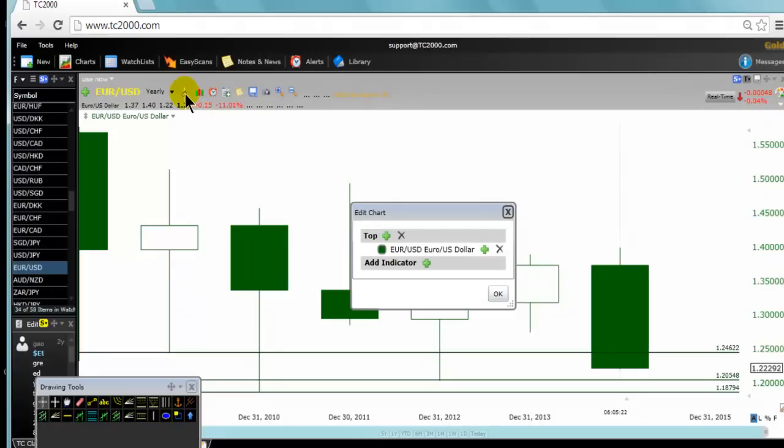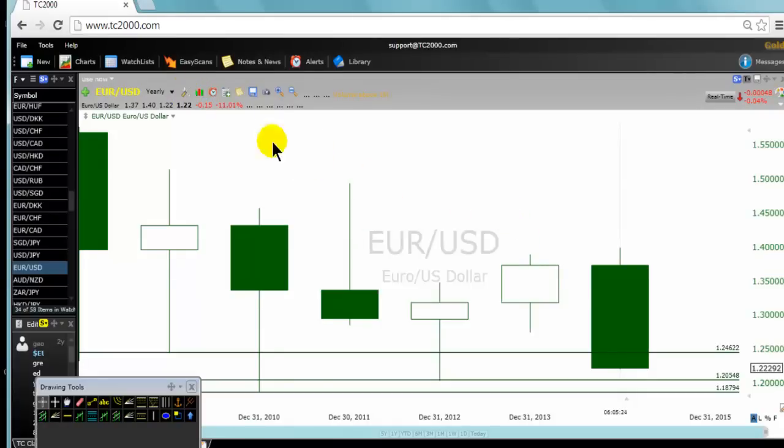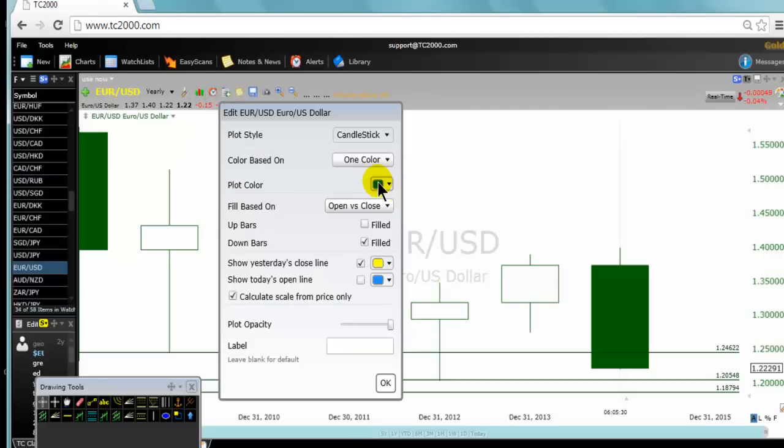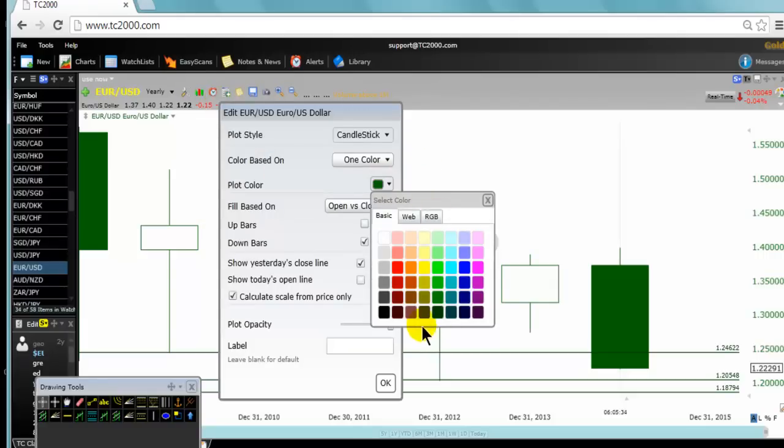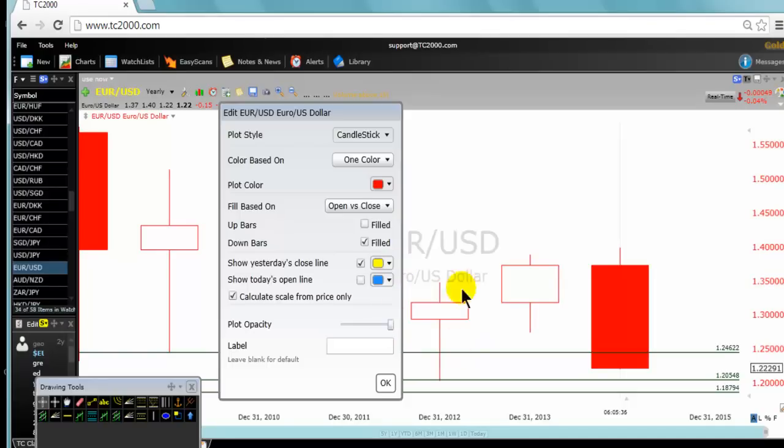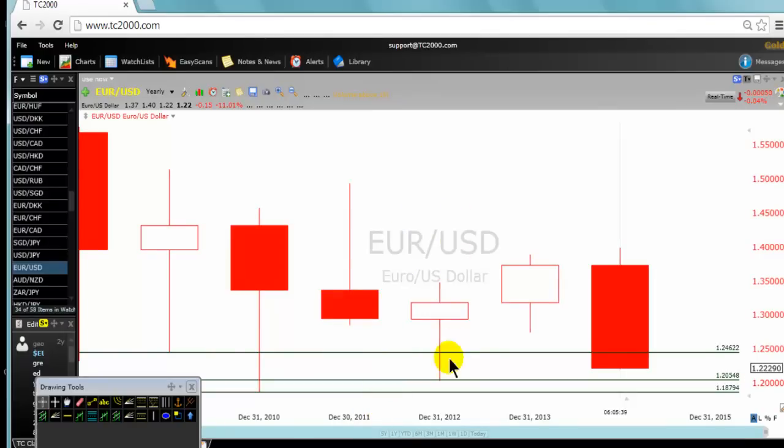One second, please. It's a bearish candle. I will change the color so you don't get confused. This is a bearish candle. So for the Euro USD, it has been a bearish year.